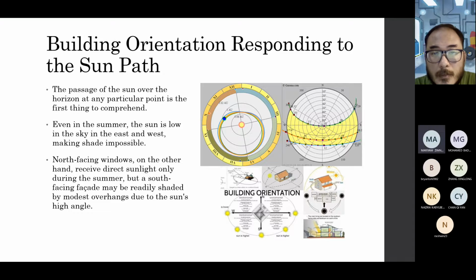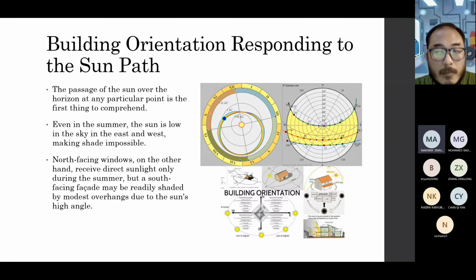So the passage of the sun over the horizon at any particular point is the first thing to comprehend. Natural daylighting, passive heating, solar energy generation, and even natural ventilation may all benefit from a structure constructed with these aspects in mind. However, care must be taken to ensure that these potential benefits do not compromise building efficiency by causing glare or overheating.